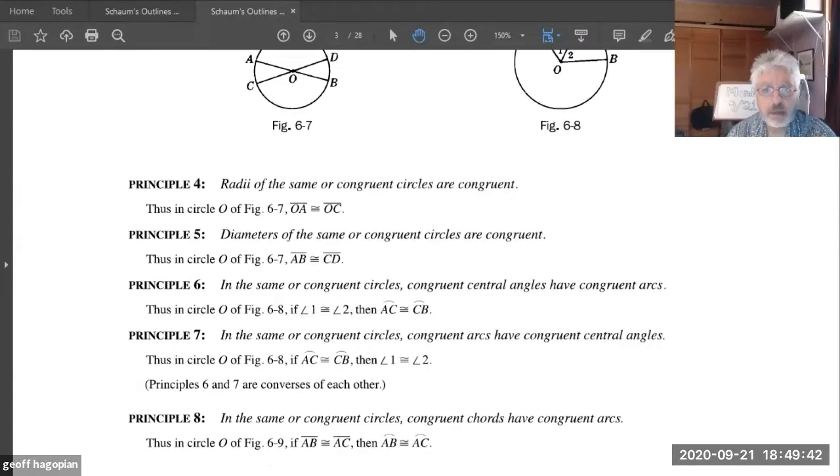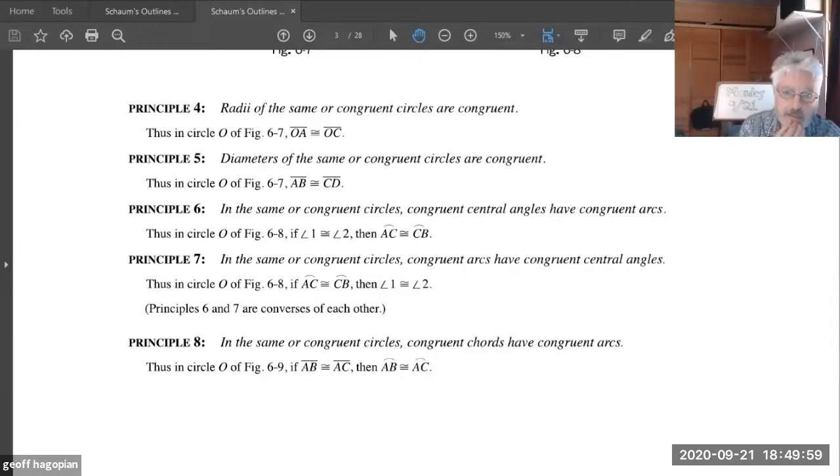In the same or congruent circles, congruent angles have congruent arcs. Okay, that's a little bit more involved, but it still seems quite reasonable. In the same or congruent circles, congruent arcs have congruent central angles. Okay, so congruent arcs in congruent circles subtend central angles that are congruent. So that word subtend is one that I use advisedly here.